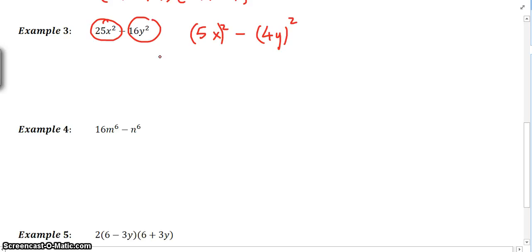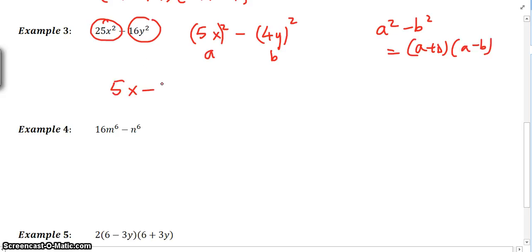So in this particular case, what is our a value and what is our b value? We can use the rule a squared minus b squared, that's the same as saying (a plus b)(a minus b). So in this case we have (5x minus 4y), or you can have plus there, whichever one you want, (5x plus 4y).